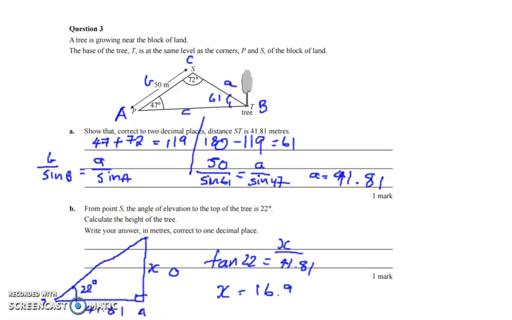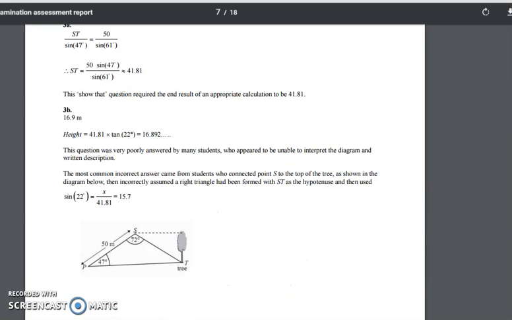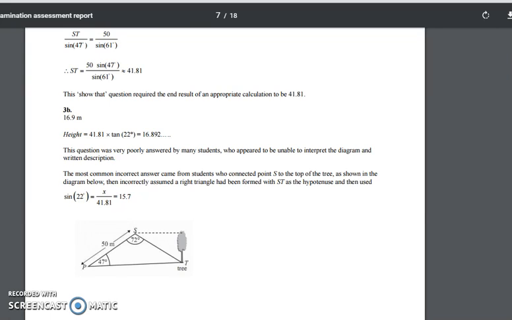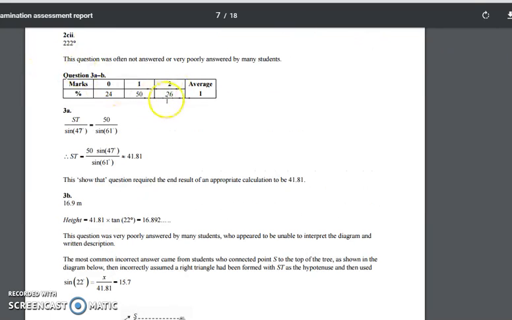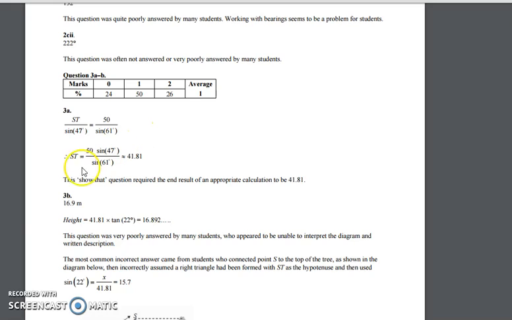Now, hopefully everyone went pretty well on that. Once again, let's have a look at the assessor's comments. So if we go to the assessor's comments, for this question back in 2012, only 26% of the cohort got this correct for full 2 marks. Average was 50%. So only 26% got the full marks out of the whole cohort. I think that's very poor for being two really basic questions. There's the worked solution for A, proving it to be 41.81, and the answer for B, 16.9.